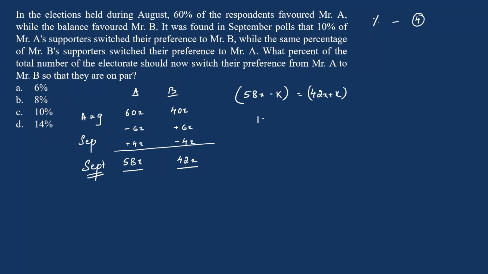Clear? So this comes here, which gives you 16x is equal to 2k, or the value of k is equal to 8x. Now, what percentage of total? We have assumed total as 100x. So 8x upon 100 multiplied by 100 should be equal to how much, guys? 8%. And therefore, the answer should be option B. So the fourth mandatory question of the paper should have been definitely solved. Clear? Now look at this question.